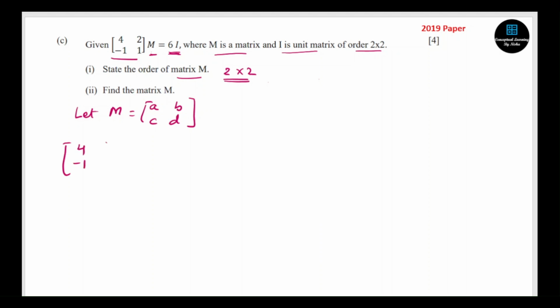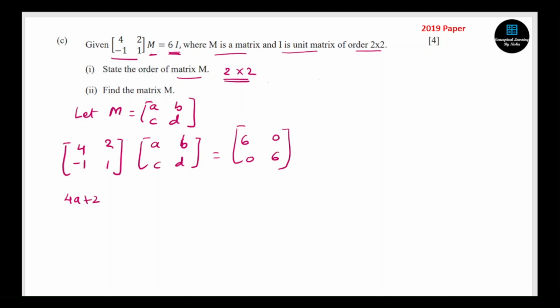4 -1 2 1 into a, b, c and d equals 6I. So 6I is 6 0 0 6, right? So this is given to us. Now let's multiply. First row, first column. So you'll get 4a. Correct?